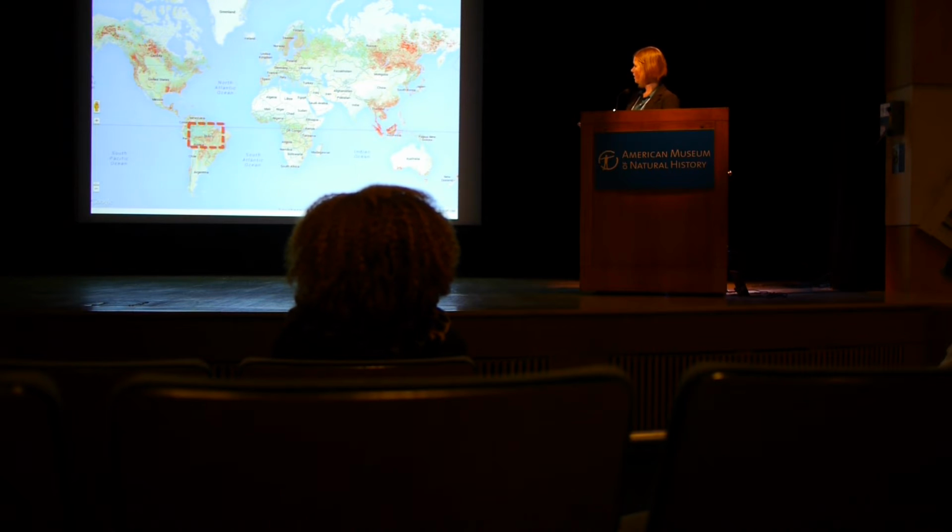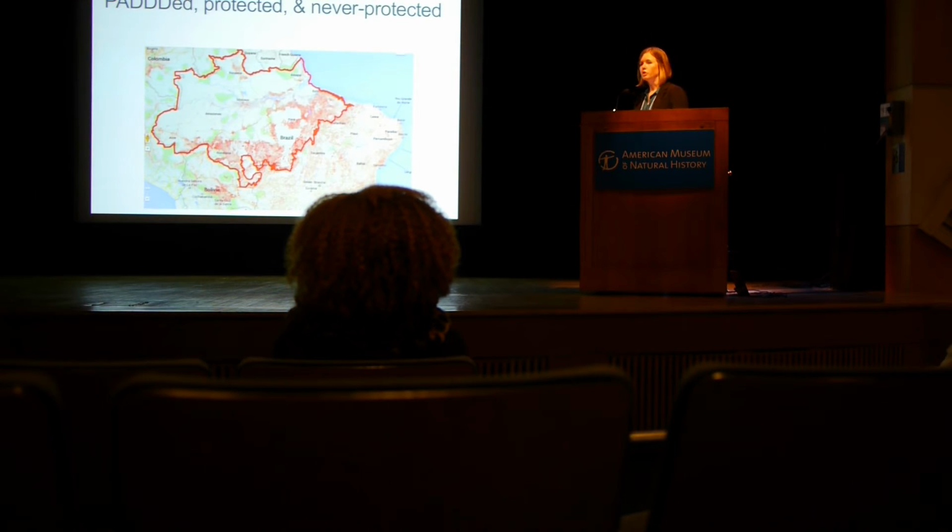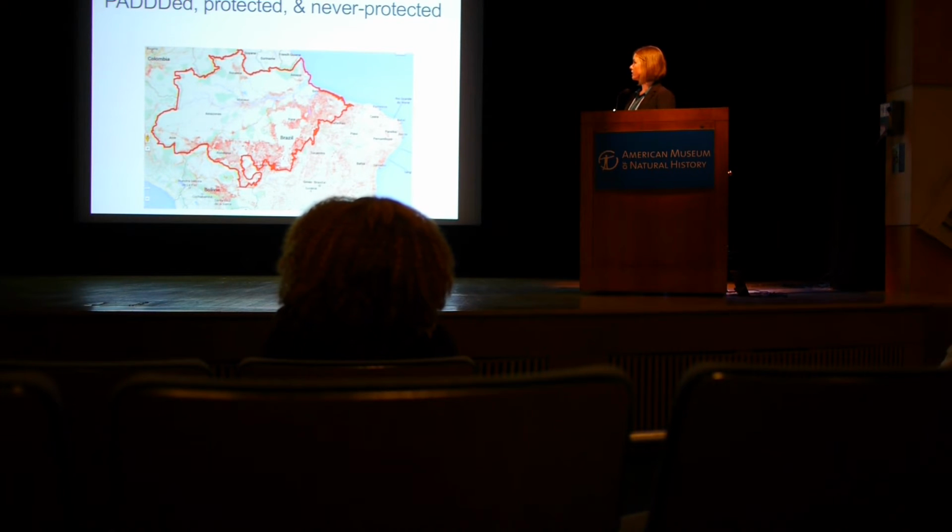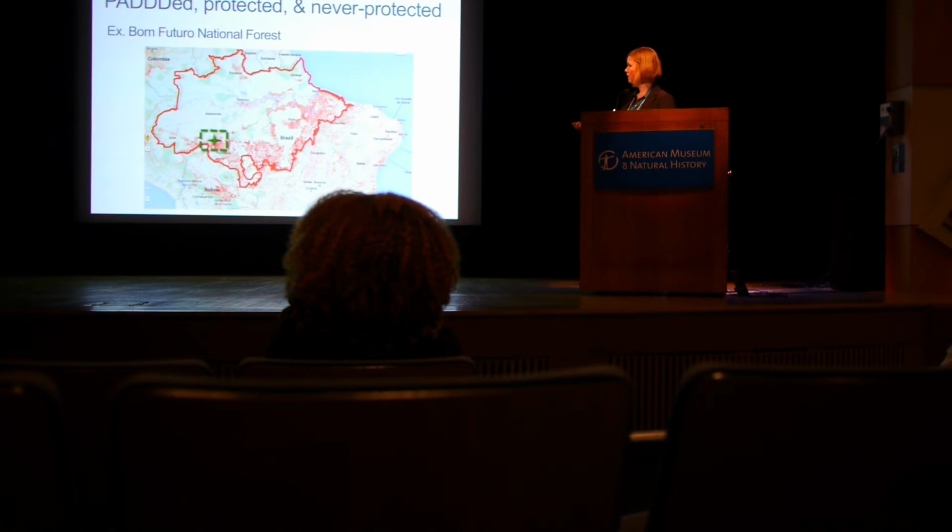And also in the Amazon, which is where I focused. So using this data set, I compared deforestation rates among 3 different land types: PADDD (protected area downsizing, downgrading, and degazettement), protected, and never protected lands. I'll explain this with an example. So let's go to Bom Futuro National Forest in southwestern Brazil.